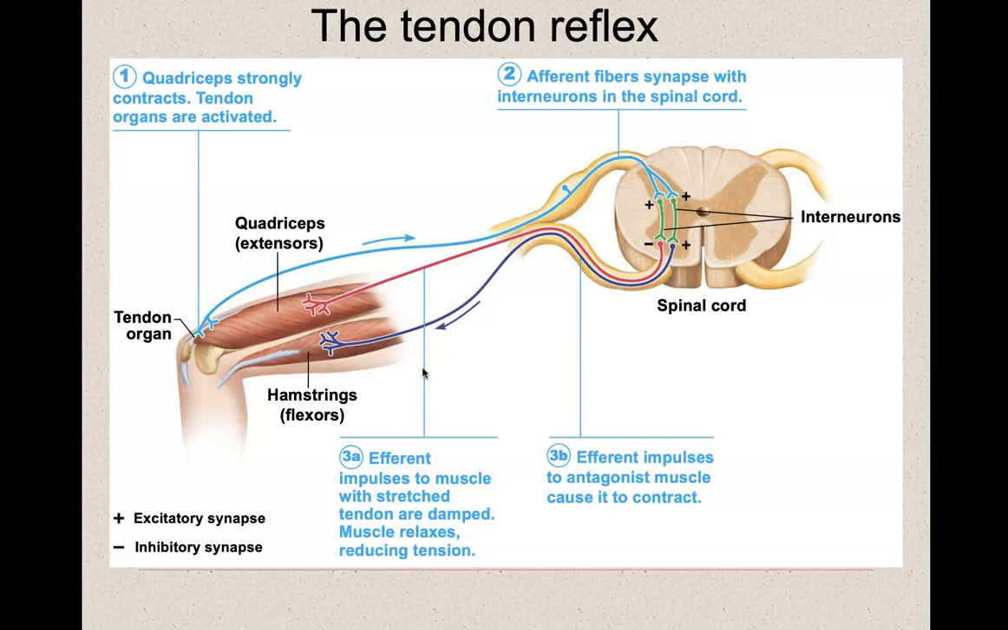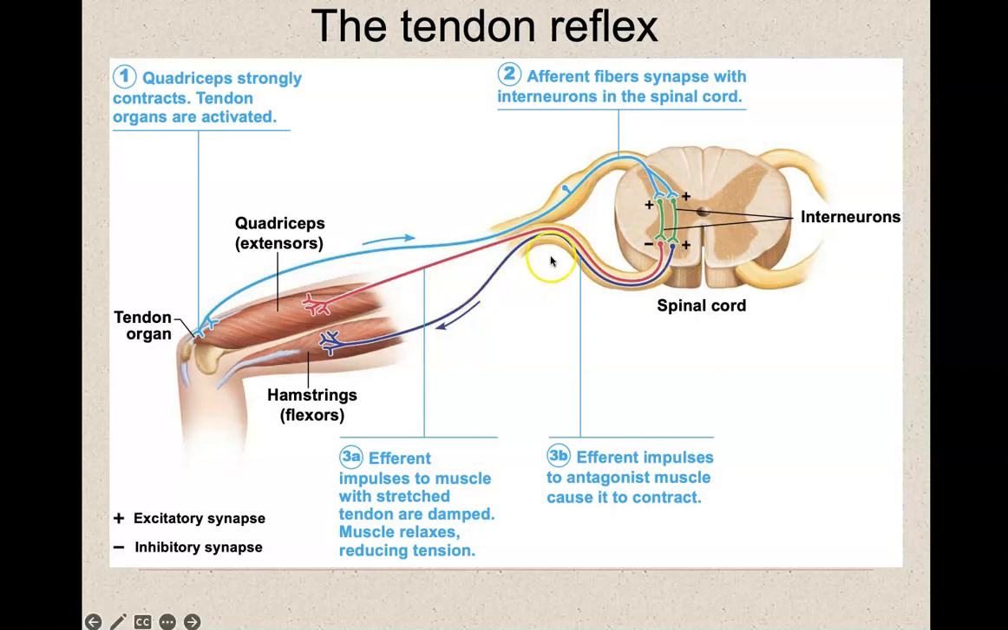So I'll show you what this looks like here. In this case, let's say the quadriceps contract really strongly, okay? And so the tendon organs here are going to be activated because as they contract, it's going to put a lot of tension on that tendon. So it'll send sensory information back to the spinal cord. And then these afferent fibers are going to synapse with these interneurons, one inhibitory and one going to stimulate, releasing neurotransmitter that will stimulate a motor neuron.